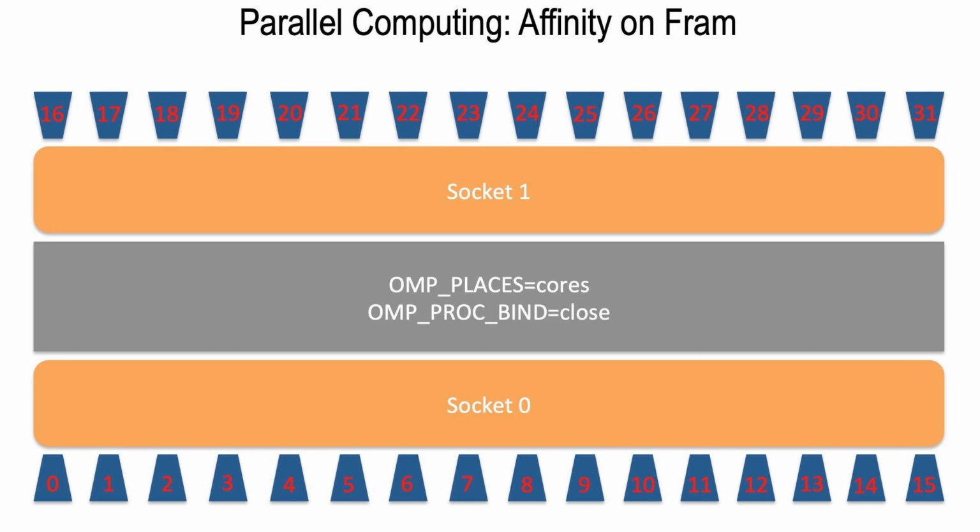In this configuration, with the cores and close settings, we observe that the initial 16 threads, numbered from 0 to 15, are sequentially placed on socket 0, while the subsequent threads, numbered from 16 to 31, are similarly allocated to socket 1 in a successive manner. Another option is to utilize the spread setting, where threads with even numbers from 0 to 30 are placed consecutively on socket 0, while threads with odd numbers from 1 to 31 are similarly distributed on socket 1 in a successive manner.